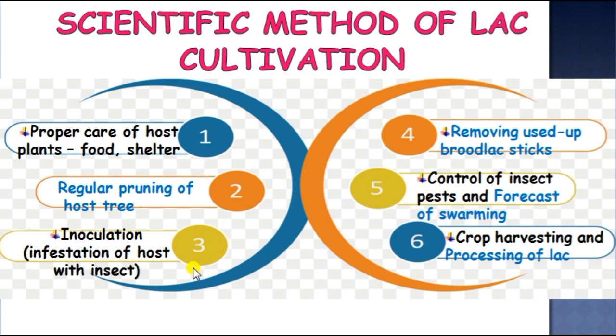The third step is inoculation or introduction of the lac insect to the host plant. After the brood lac has been introduced and the larvae started to emerge, we have to remove the used up brood lac, which is the fourth step. Followed by that, there are a lot of insect pests that are involved in the lacs, which have to be taken care of. Finally, when the lac matures, the crop harvesting and the processing of lac. These are all the steps involved in the scientific method of lac cultivation. We will be seeing them one by one in the coming slides.